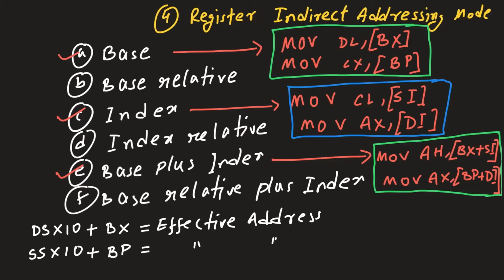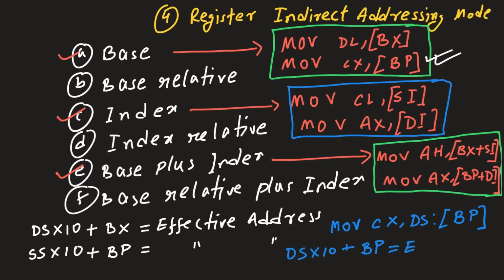Now this can be changed if we rewrite this instruction like this: MOV CX, DS:[BP]. In this case, the content of the base pointer will be added to the content of data segment register multiplied by 10, and this will be the effective address.